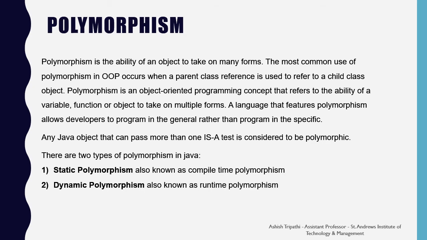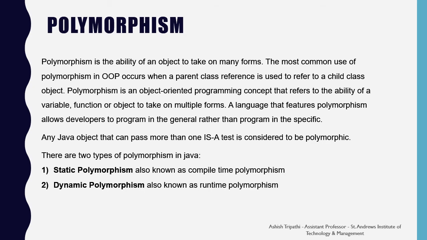Polymorphism is the ability of an object to take many forms. The most common use of polymorphism in object-oriented programming occurs when a parent class reference is used to refer to a child class object.